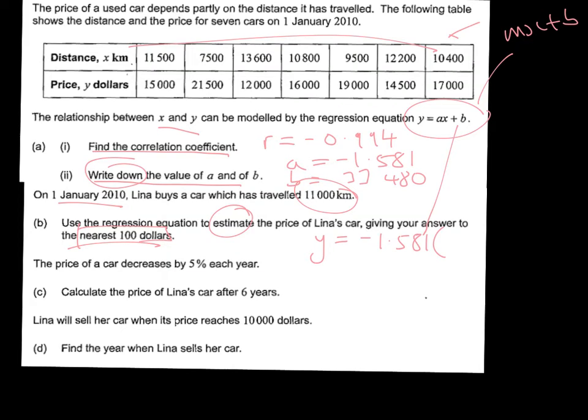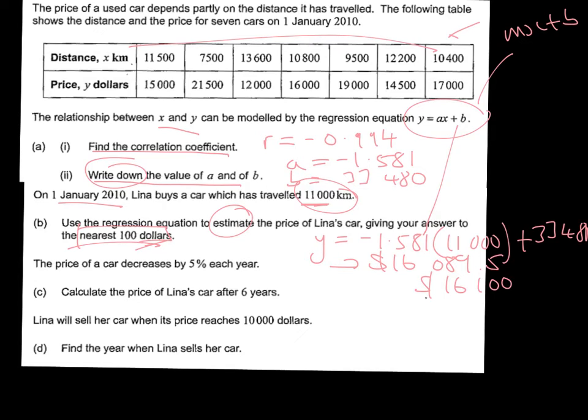1.581 times x. Now we know in this instance x is 11,000 kilometres, so we're going to put in 11,000, and then we're going to add b, which we said is 33,480. If we do that, we end up with an answer of 16,089.5. We're asked to give it to the nearest $100, so that is actually going to be 16,100 to the nearest $100.